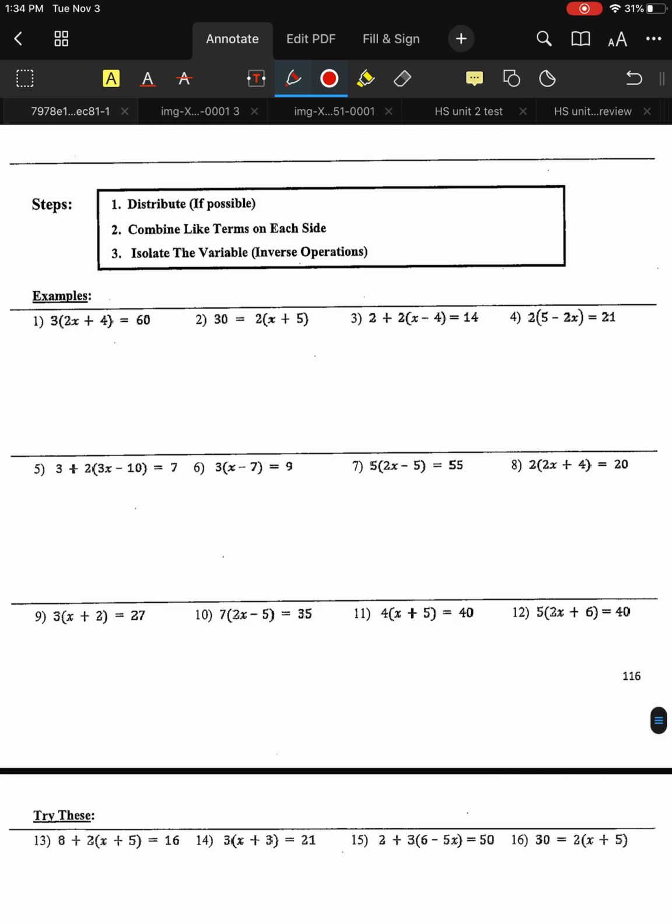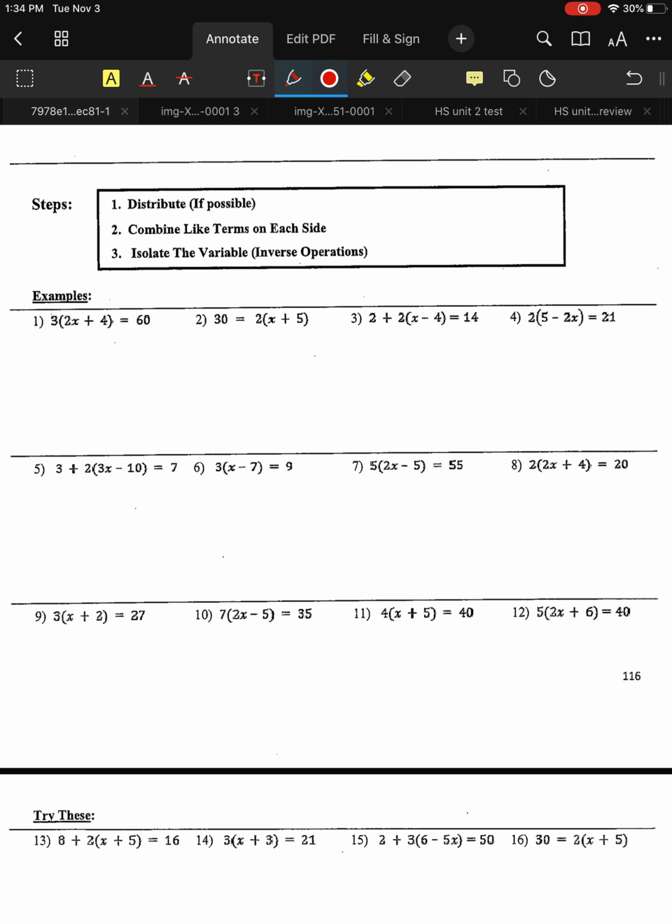So the first step is to distribute. Get rid of those parentheses if possible. Not every equation will always have parentheses, but today's will. After you distribute, then you can combine like terms if they're on the same side of the equal sign. And then you're going to look for terms on opposite sides and use those opposite or inverse operations to isolate the variable. So take a look at problem number 1.